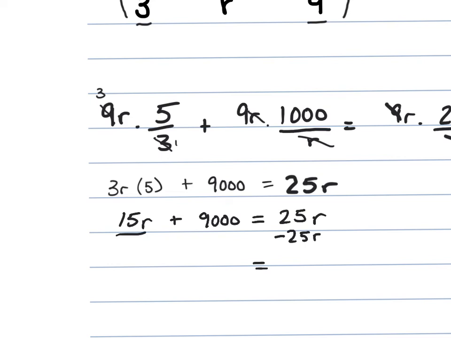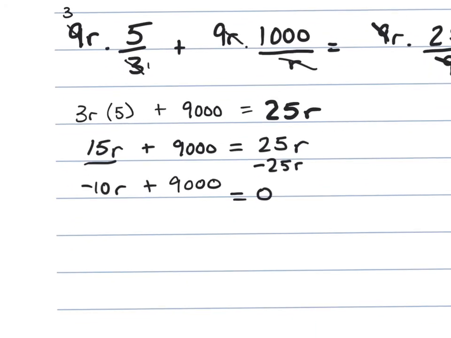Yeah, let's say you move the 25r. That's what we're doing. I know, but can't you just switch it back by adding it again? Yeah, you can always go back if you don't like what's going on. So 15r minus 25r would be negative 10r plus 9,000 is equal to 0. So now we got to move the 9,000 over to the other side then. So we get negative 10r is equal to negative 9,000 because we subtracted 9,000 from both sides.